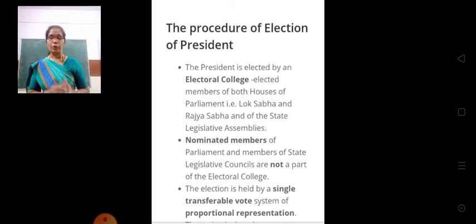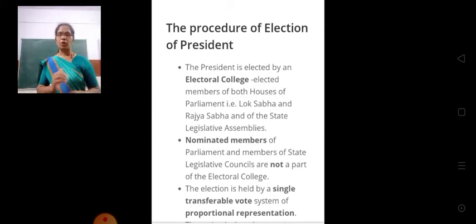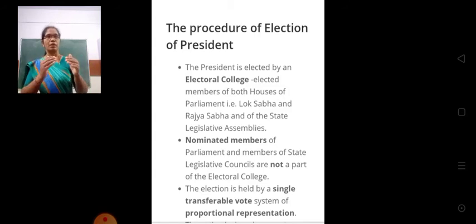If the president wants to resign from his office, he has to write a letter of resignation to the vice president, who then has to convey the letter to the speaker of the Lok Sabha. First he gives the resignation letter to the vice president, then the same is submitted to the speaker of Lok Sabha.